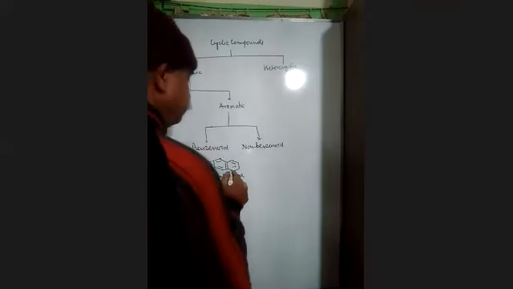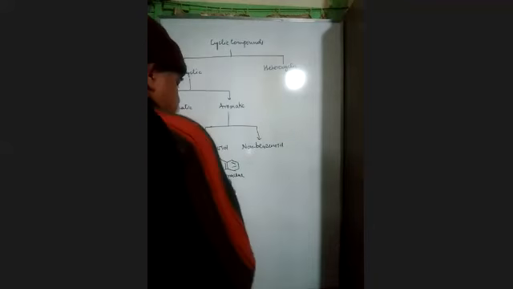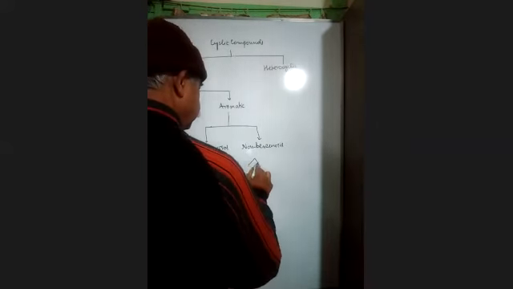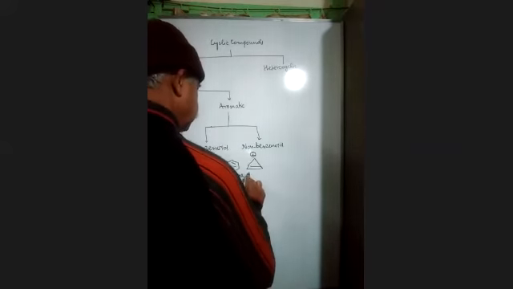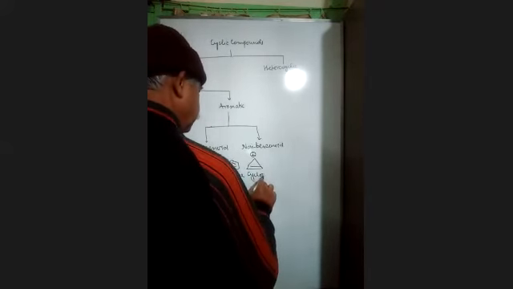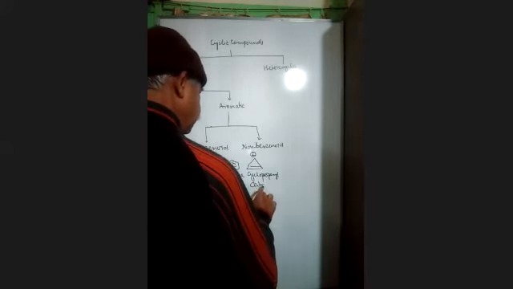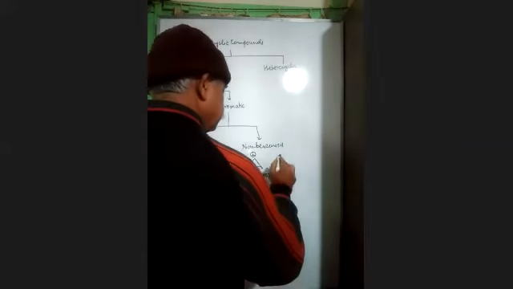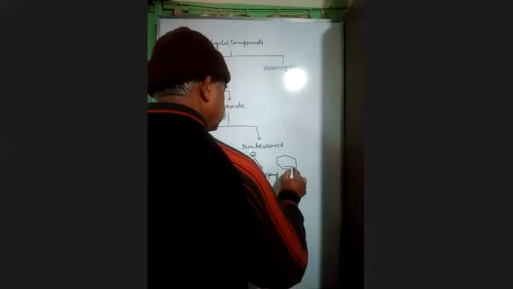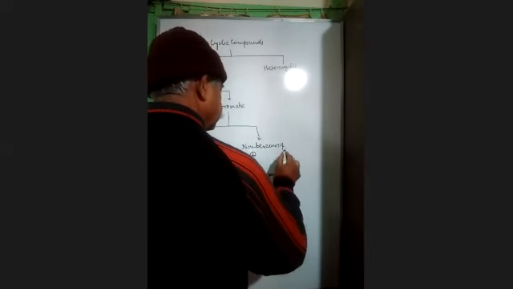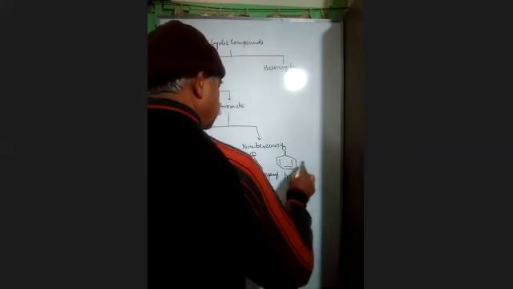In non-benzenoid, they are aromatic, but they do not have 6-membered rings. Example, this is called cyclopropenyl cation. This is a 7-membered ring. This is called tropolone.